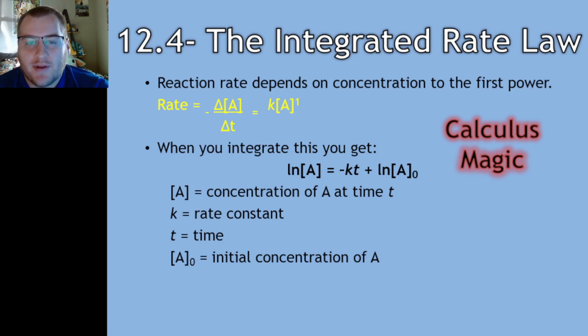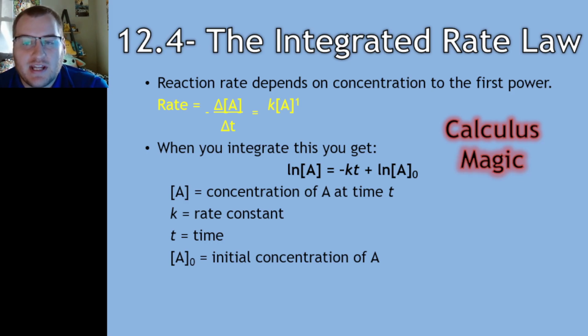Now we're going to talk about integrated rate laws, and there's a couple of weird things in these. The reaction rate depends on concentrations to the first power. Here I'm writing out the rate law. Rate is the change in A over the change in time, the change in concentration over time. And that's equal to k, the rate constant, times [A] to the first. So this is what our formula would look like for a first order rate law. Just the concentration of A to the first is the change in A over time.